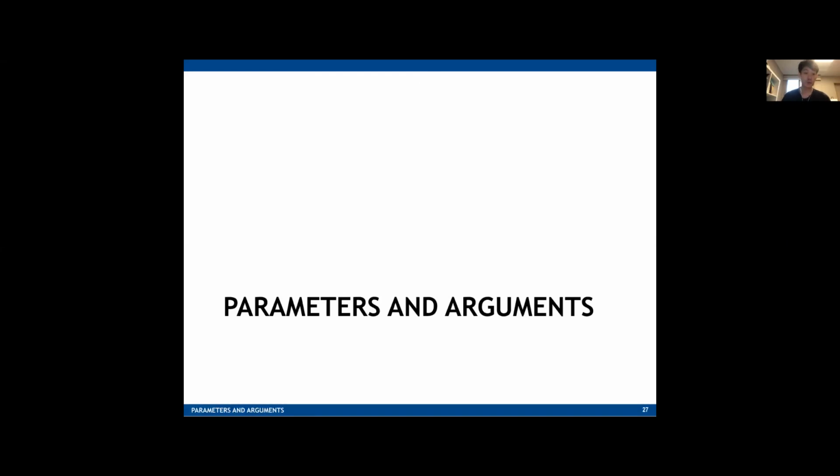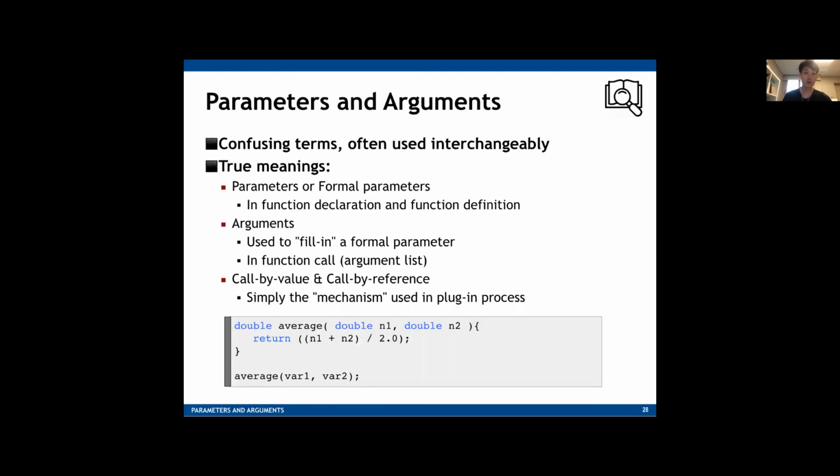Okay, students, in these sessions, we will study parameters and arguments. There are some confusing terms in functions, so let's clarify them first. First, parameters and arguments. People often use the terms parameters and arguments interchangeably. You cannot expect people to use these two terms consistently, so beware of that.